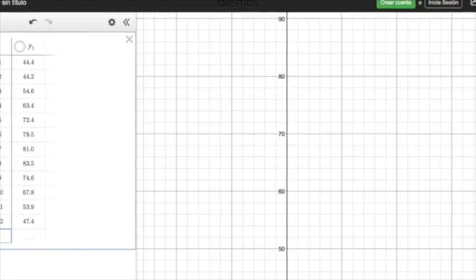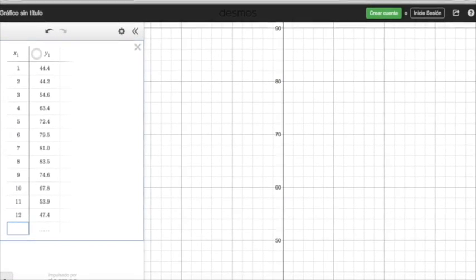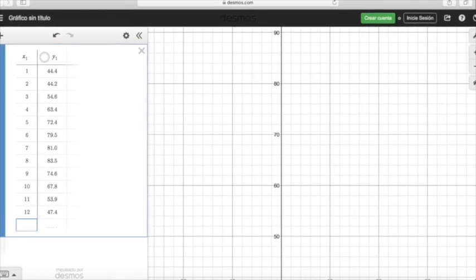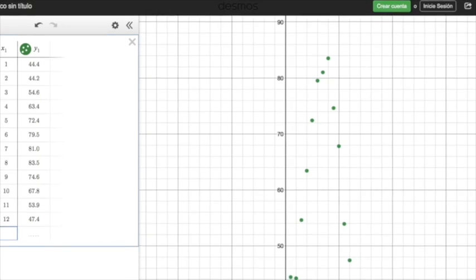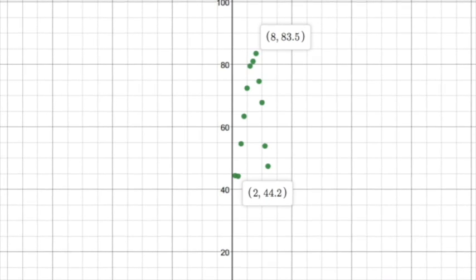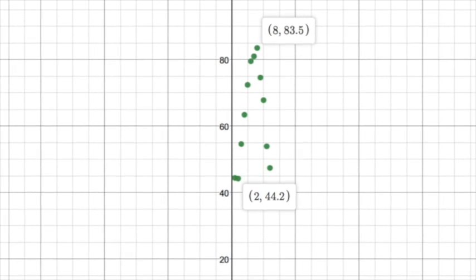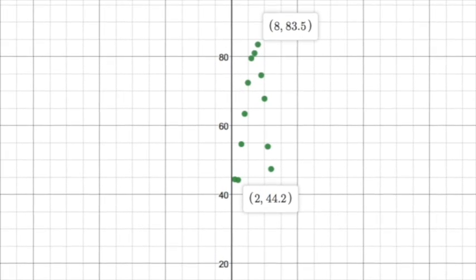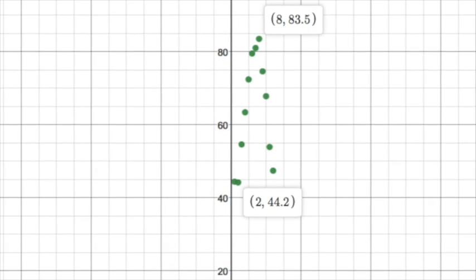The first thing we need to do is create a table without the values, and next we are going to make visible the points of the table in the graph. The next thing we need to do is check the maximum value and the minimum value of the points of the graph so we can start modeling our problem.